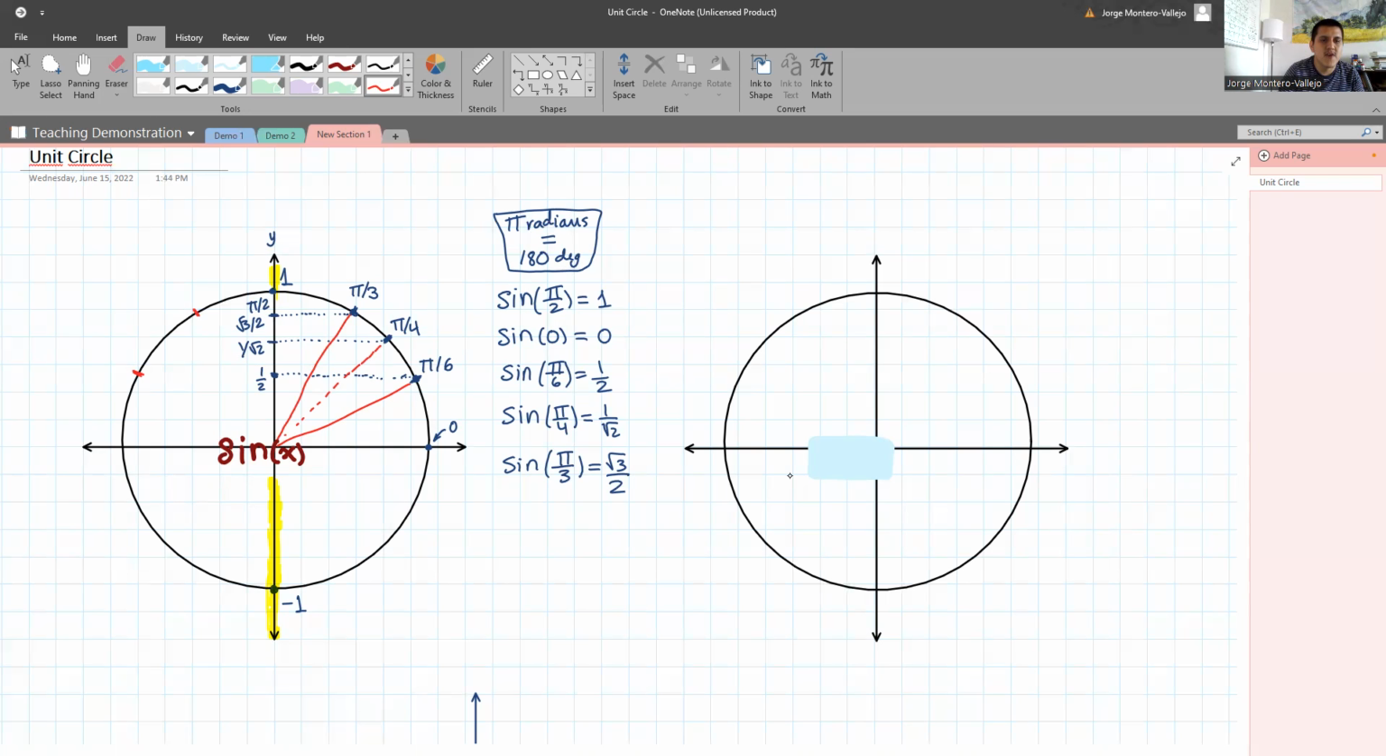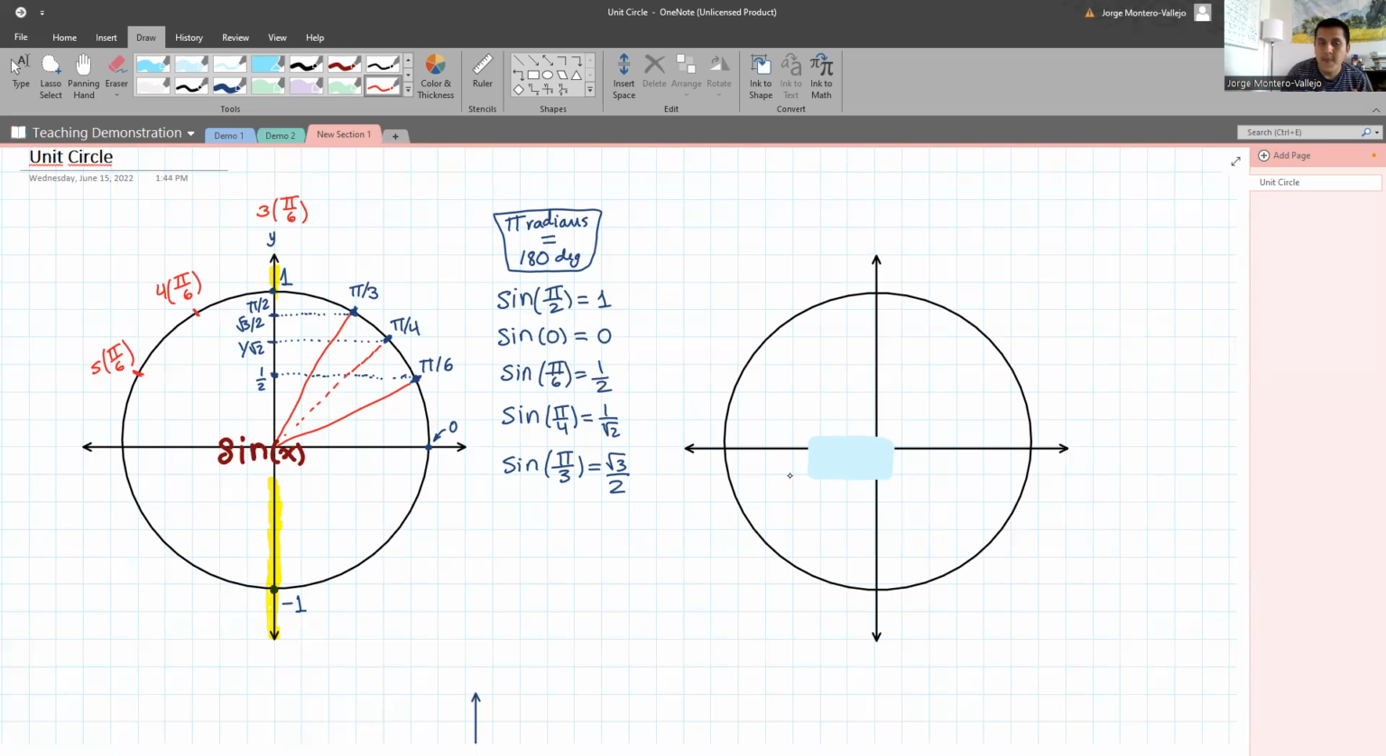Now, if we want to write that in terms of radians, 30 degrees is pi over 6, right? And 90 degrees is pi halves, or in terms of 30s, 90 is 3 thirties. Now, 30 is pi over 6, so 90 degrees is 3 pi over 6, right? Then the next one will be 4 pi over 6, and this one will be 5 pi over 6, right?